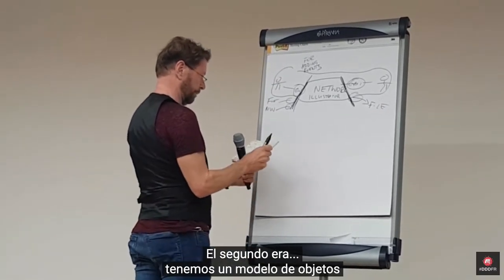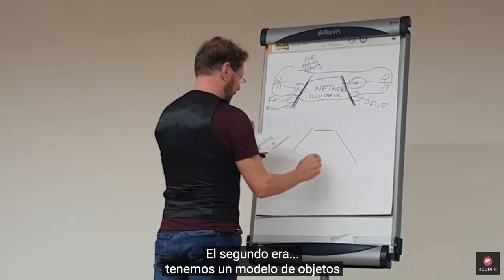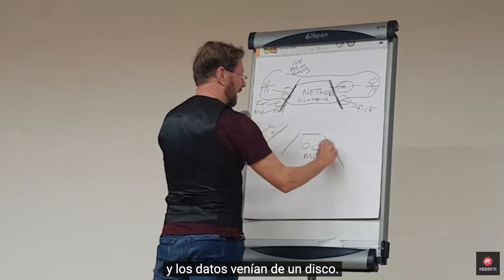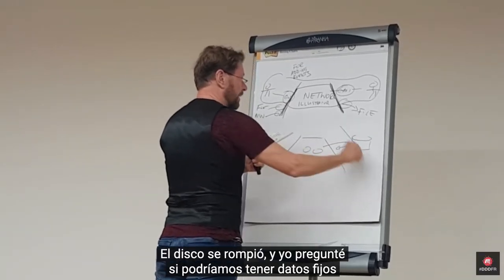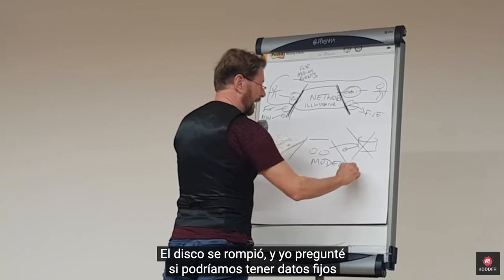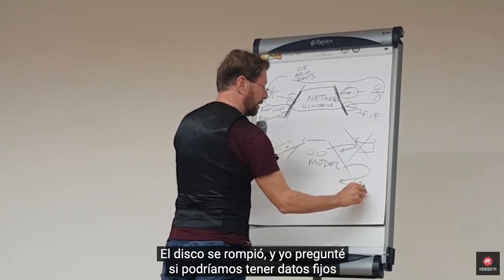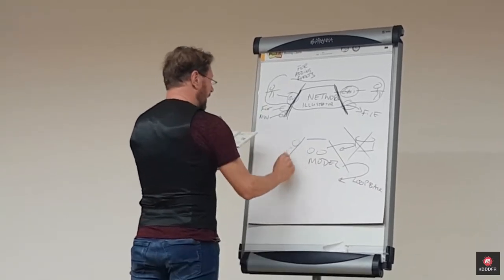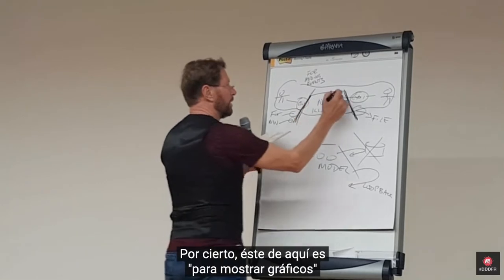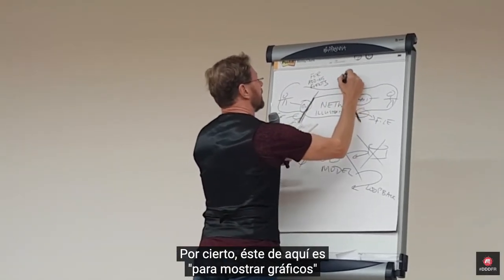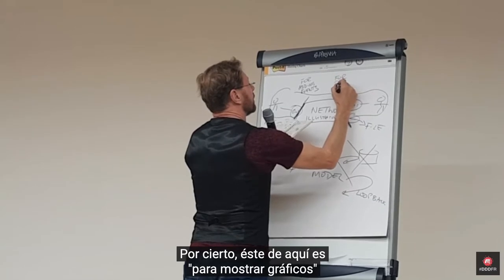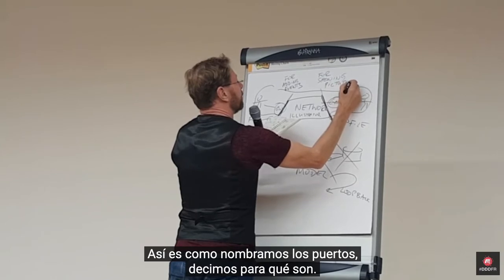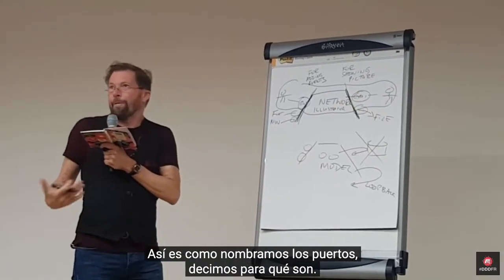The second one was, we had some object-oriented model down here, and they had data coming from a disk. And the disk got all broken. So I asked if we could have a loopback. And they said, we think you have 3 heads. We did, however, at least have this one for showing graphics, for showing pictures. So this is how you talk about ports or interfaces. You say what it's for. It's for something.